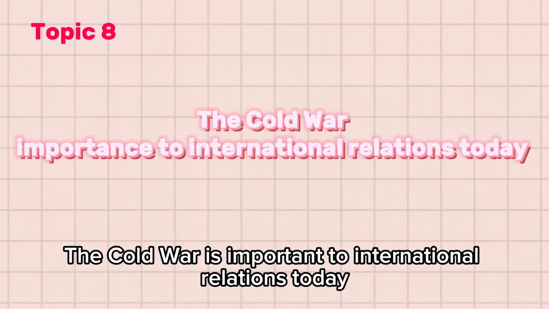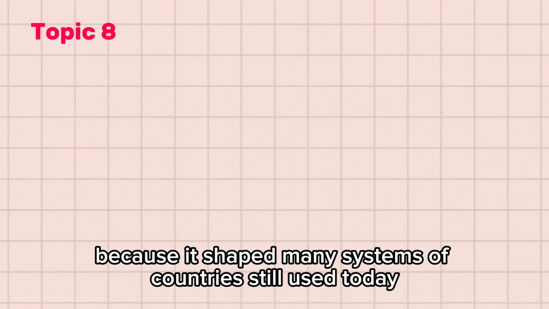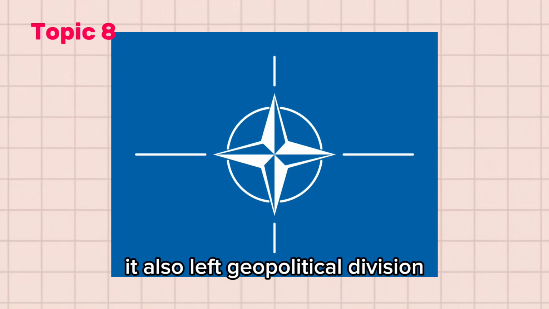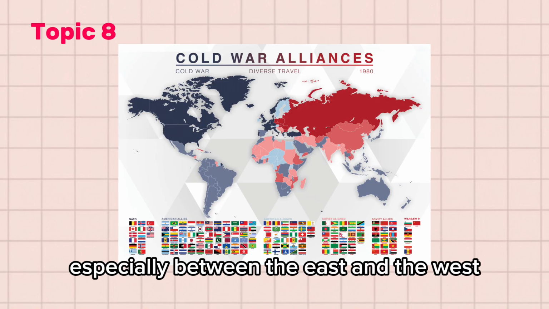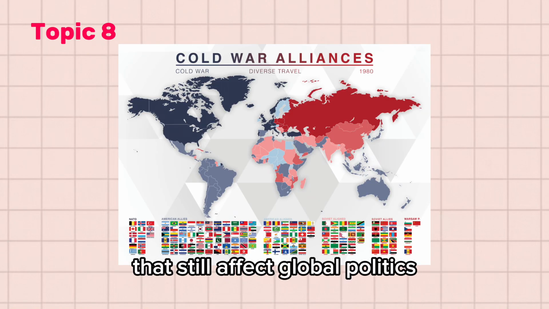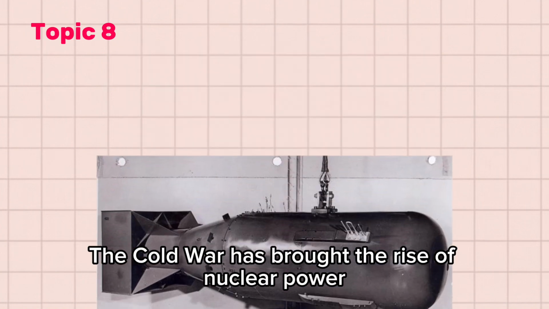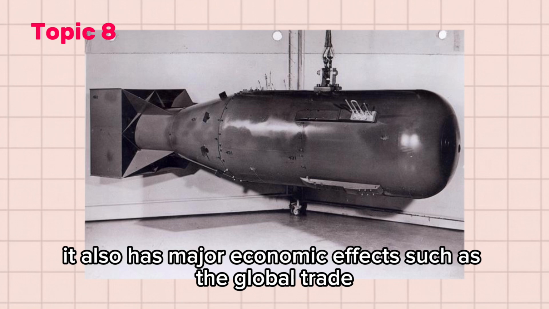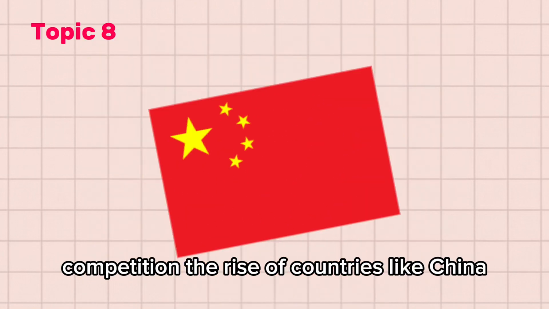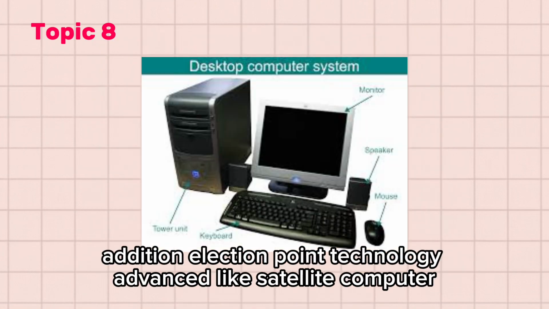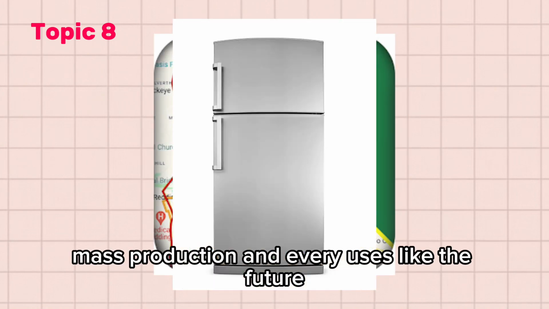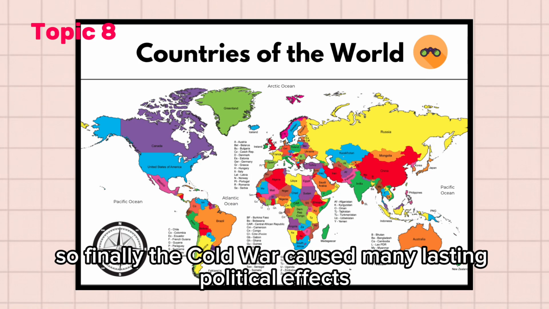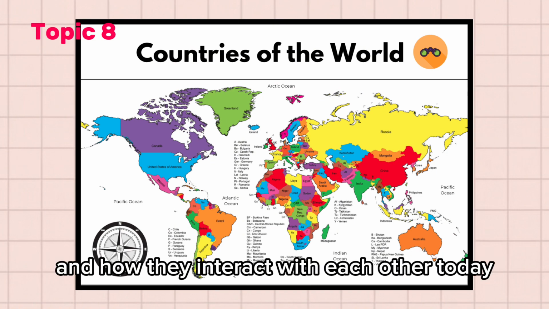The Cold War is important to international relations today because it shaped many systems countries still use. It created major alliances like NATO that continue to influence global security. It also left geopolitical divisions, especially between the East and the West, that still affect world politics. The Cold War brought the rise of nuclear power and policies that are still used today. It also had major economic effects, such as global trade competition and the rise of countries like China. In addition, it led to important technology advances like satellites, computers, GPS, the internet, and mass production of everyday items like the refrigerator. Finally, the Cold War caused many lasting political effects, influencing how countries choose their governments and how they interact with each other today.